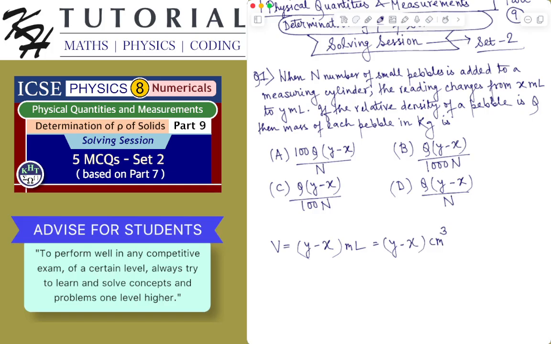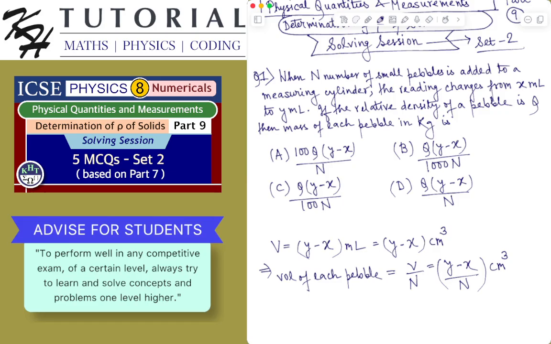So the volume of each pebble will be equal to, since all the pebbles are identical, the volume of each individual pebble will be V by, sorry, not V by 10, but V by capital N, which will be equal to y minus x divided by n, this much centimeter cube. This is the volume of each pebble.